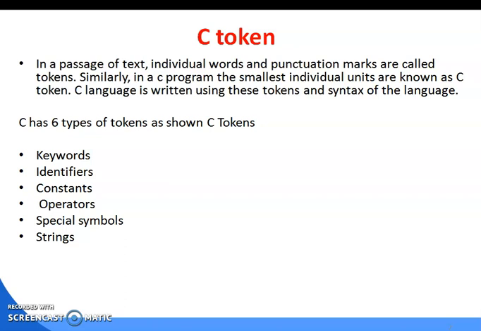C has 6 types of tokens. First is keywords, then identifiers, constants, operators, special symbols, and strings. So these are the tokens, and there are 6 types.